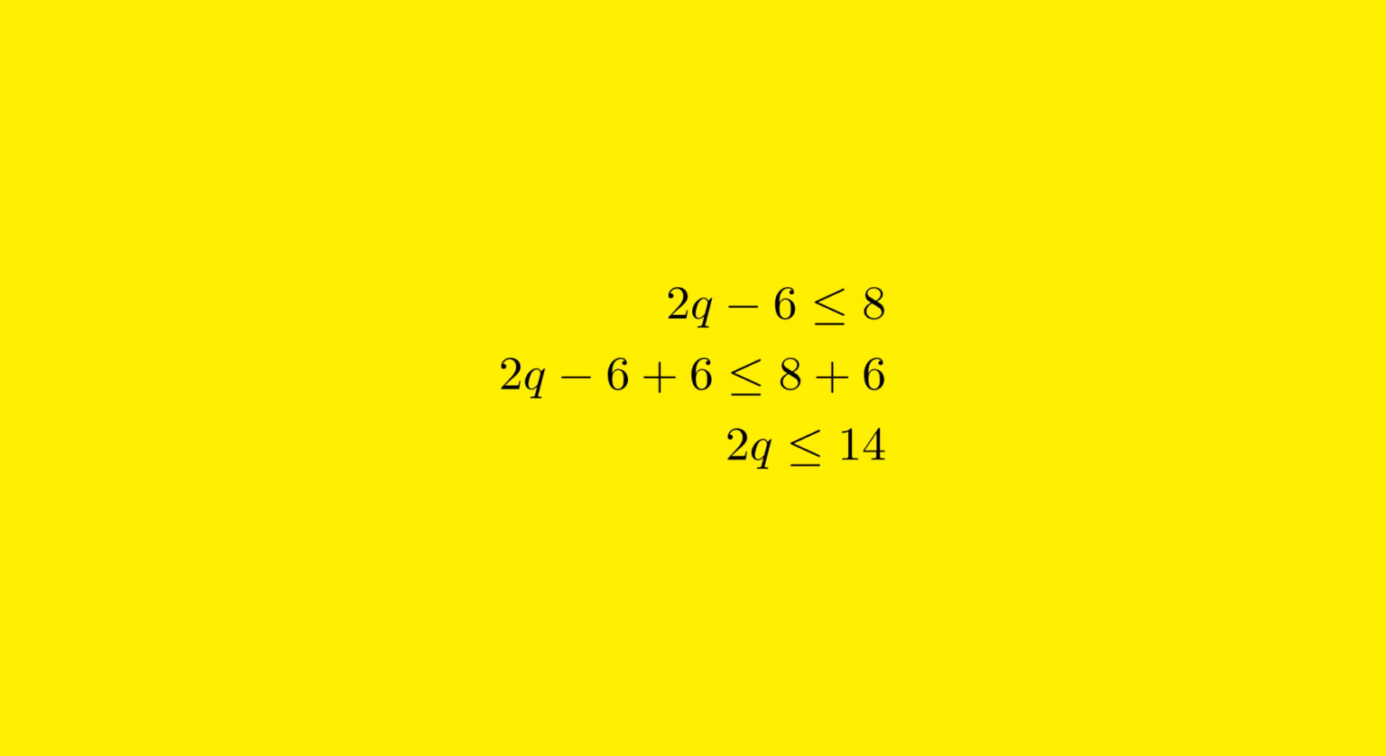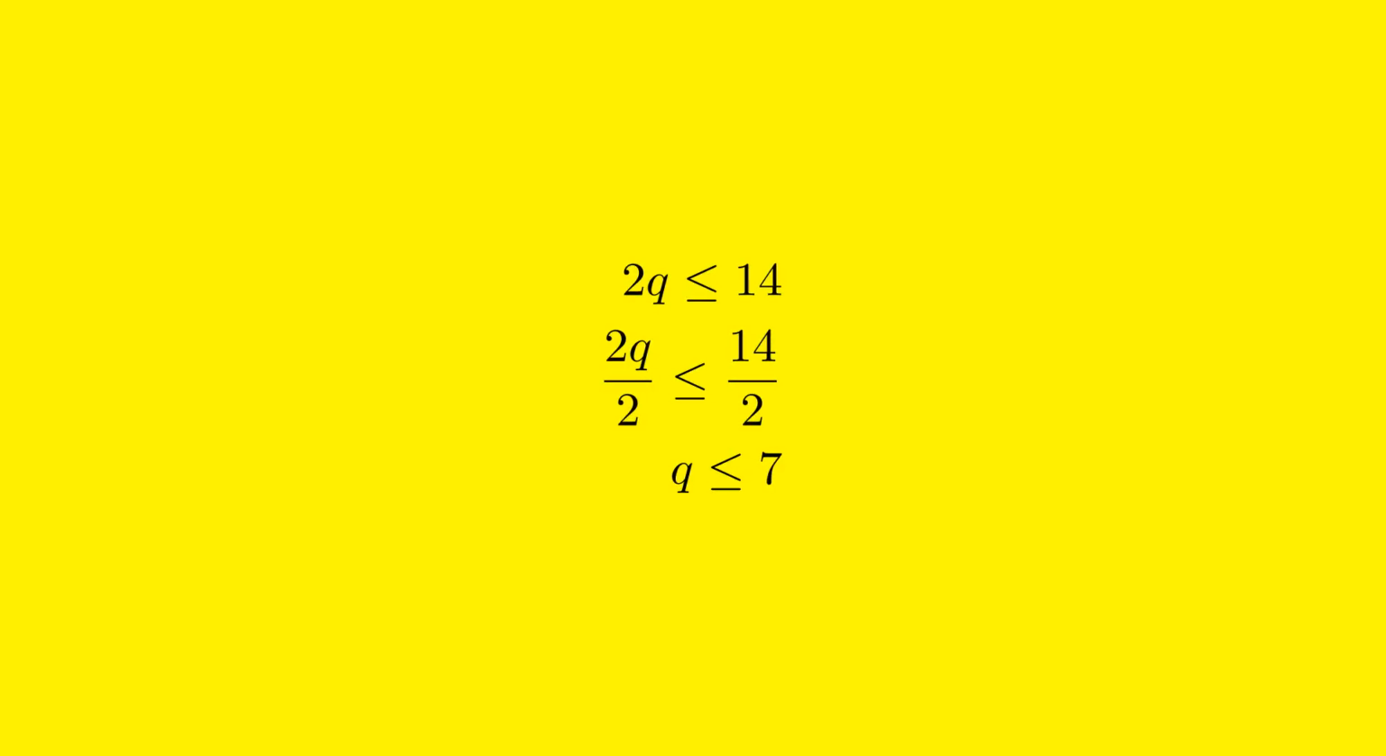This is a crucial step because it simplifies the inequality, making it easier to solve for q in the next steps. The interval notation for this step is not yet final because we still need to solve for q. So stay tuned for the next step.